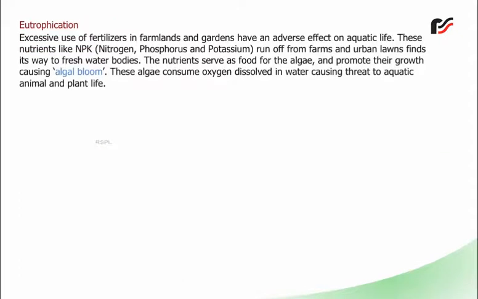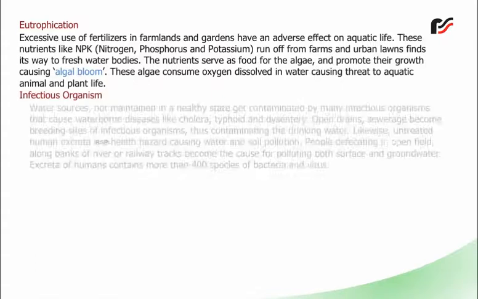Eutrophication. Excessive use of fertilizers in farmlands and gardens has an adverse effect on aquatic life. These nutrients like NPK, nitrogen, phosphorus and potassium, run off from farms and urban lawns and find their way to freshwater bodies. The nutrients serve as food for the algae and promote their growth, causing algal bloom. These algae consume oxygen dissolved in water, causing a threat to aquatic animal and plant life.